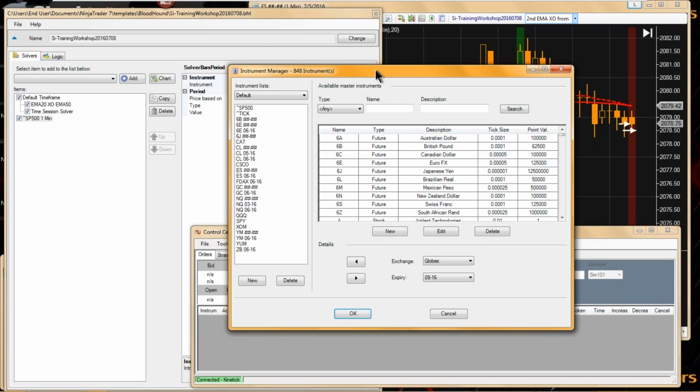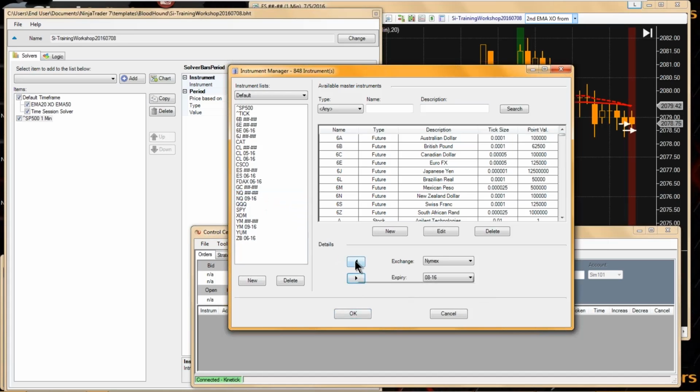Let me do some instrument maintenance. All right, here's a quick little tip, guys. When it's rollover time, what you can do is select the old contract, hit the remove button, and then hit the add button, and presto, the current contract shows up there. Let's remove the old, add the new. Let's get rid of that old one.